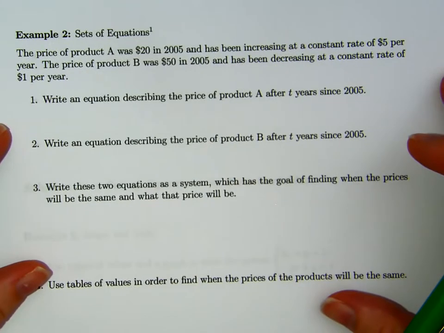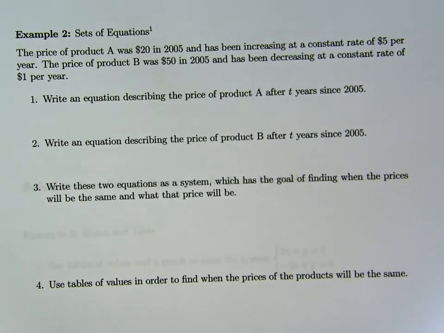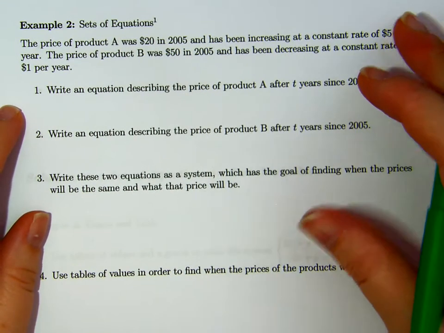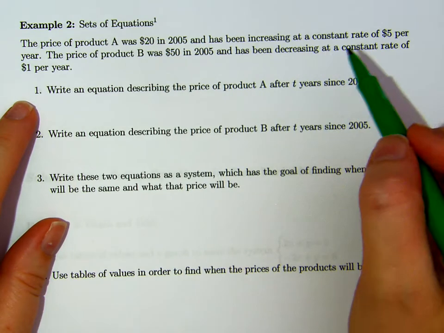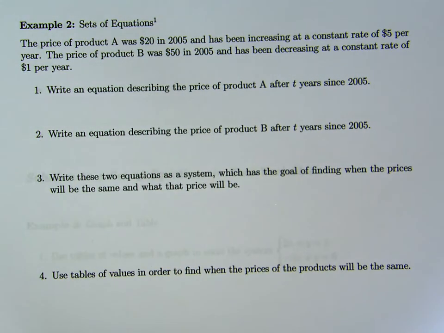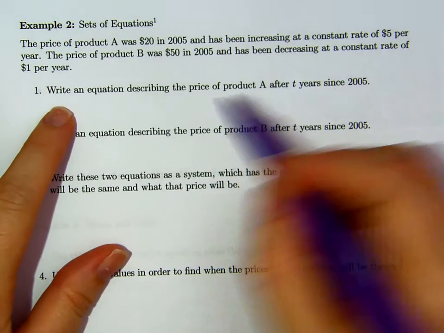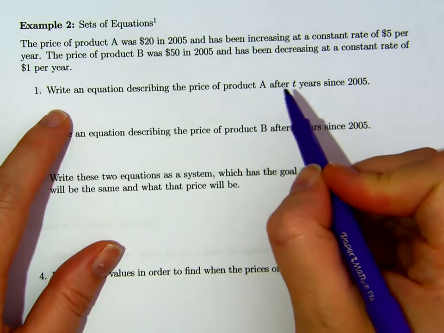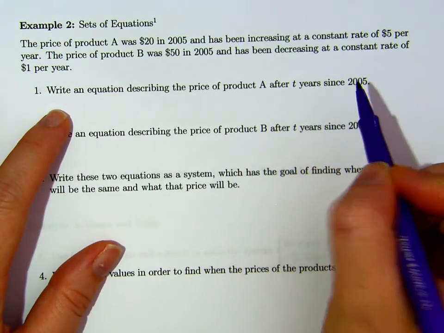Okay, a set of equations. The price of a product A was $20 in 2005 and has been increasing at a constant rate of $5 per year. The price of product B was $50 in 2005 and has been decreasing at a constant rate of $1 per year. Write an equation describing the price of product A after T years since 2005.